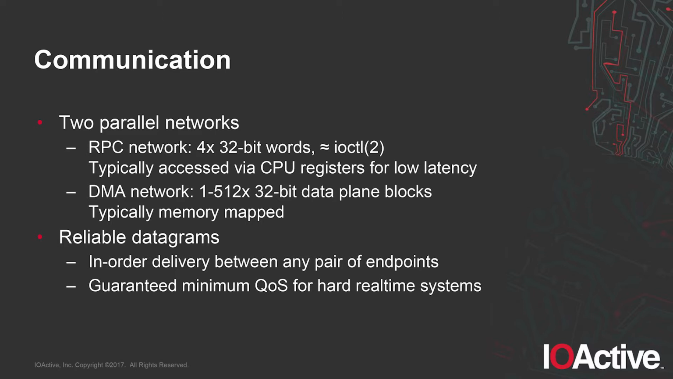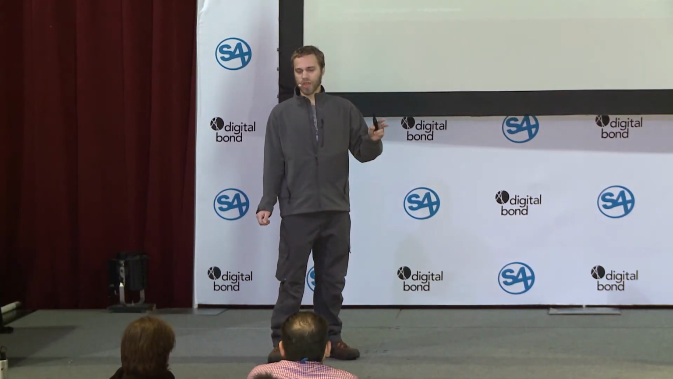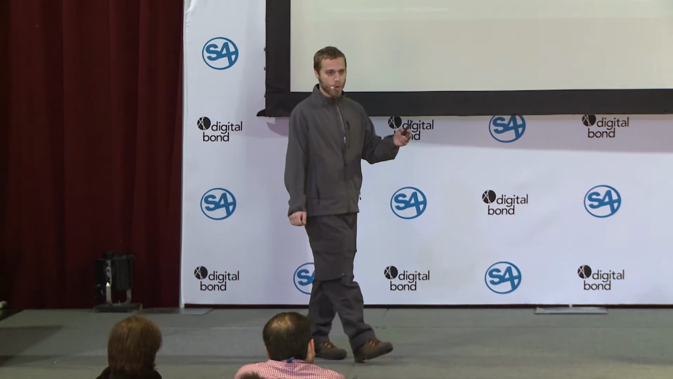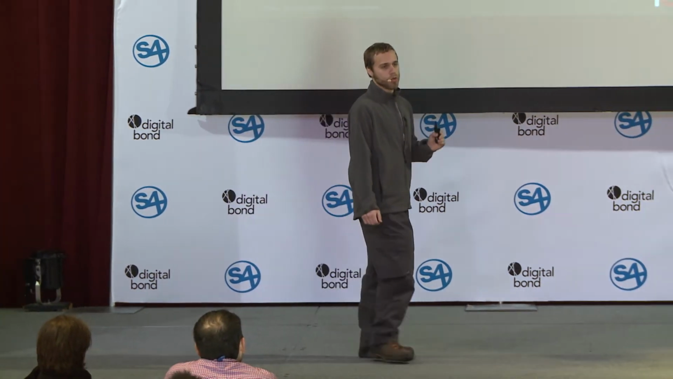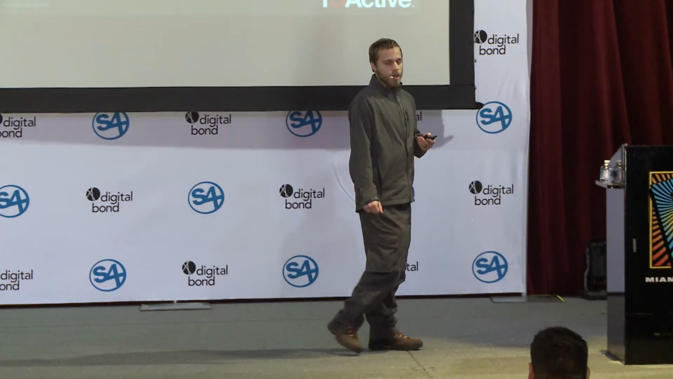And the main properties of these networks: both provide reliable datagrams. You have in-order delivery of messages between any set of endpoints. If I send two consecutive messages to two different entities, there's no guarantee what order they'll arrive in. There could be congestion further on down the network. If I send two messages in a row to the same place, they're guaranteed to arrive in order. And the network also provides a guaranteed minimum quality of service.